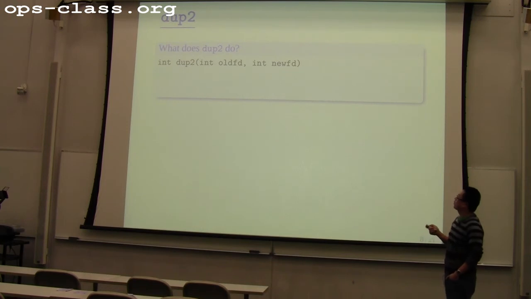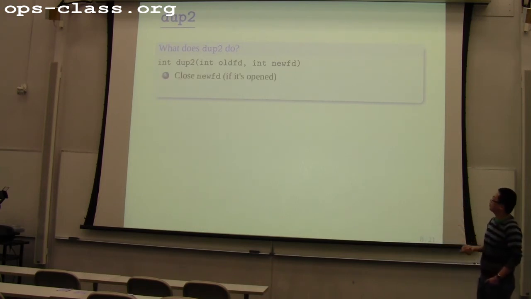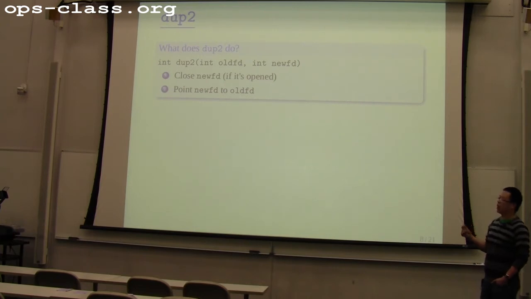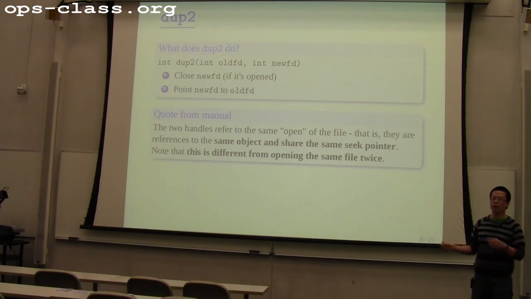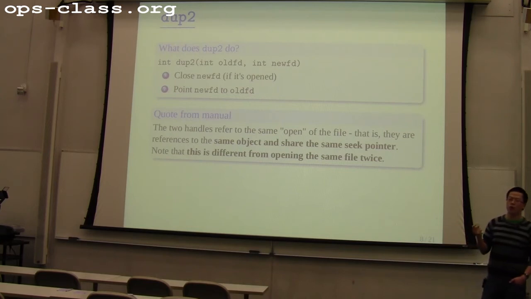So inside dup2, as I mentioned, the implementation is quite easy. You basically need to do two things. One is close the new FD if it's already opened. In the previous case, we first closed standard output for the current thread, and then we pointed new FD to old FD. So now new FD and old FD point to the same file handle. And as the manual says, this is different from opening the file twice. If you open the file twice, you will get two file handles with separate offsets, right? But if you call dup2, there will be only one file handle pointed to by two file descriptors.